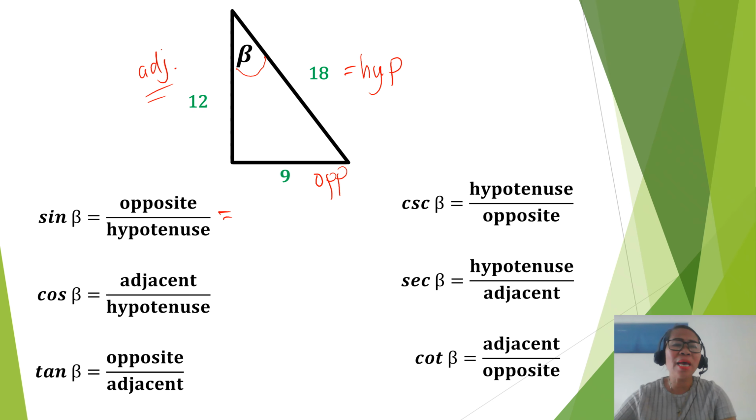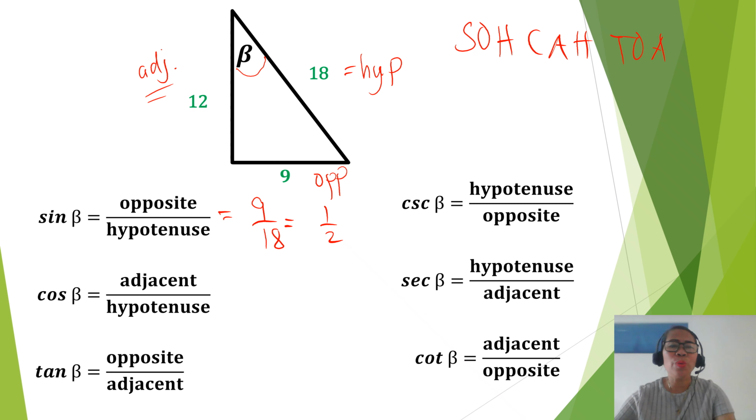So, for the sine beta, remember the mnemonic device, SOH-CAH-TOA. When we say SOH, it refers to sine, opposite over hypotenuse. So opposite, what is opposite to the beta? It's 9. Hypotenuse, it's 18. So the 9 over 18 can be reduced to 1 half. So meaning sine beta, according to the sides of opposite and hypotenuse, that will be 1 half.